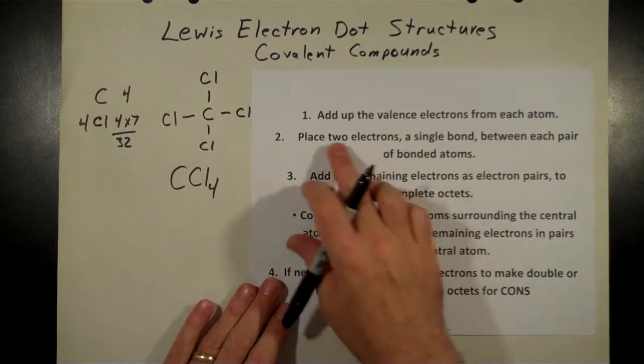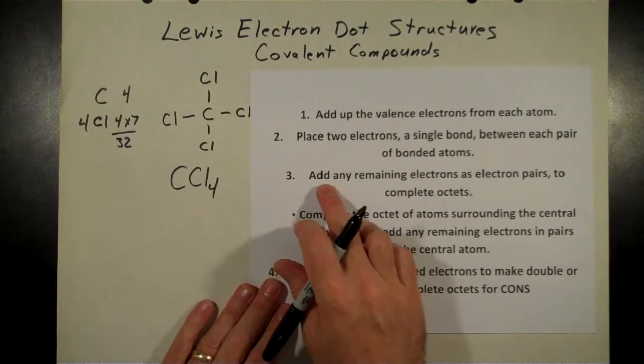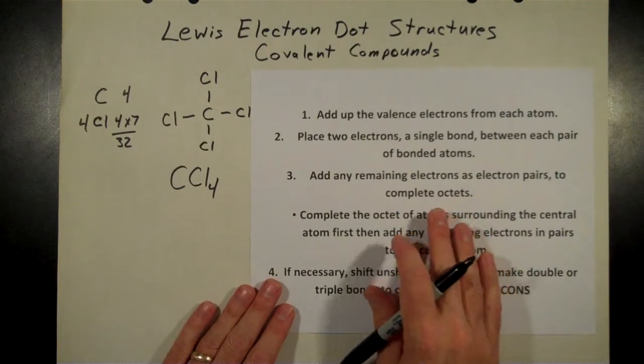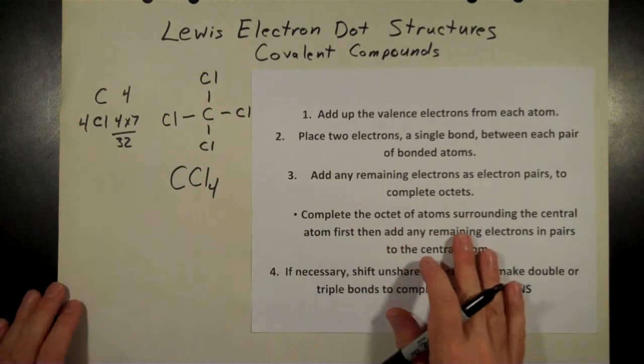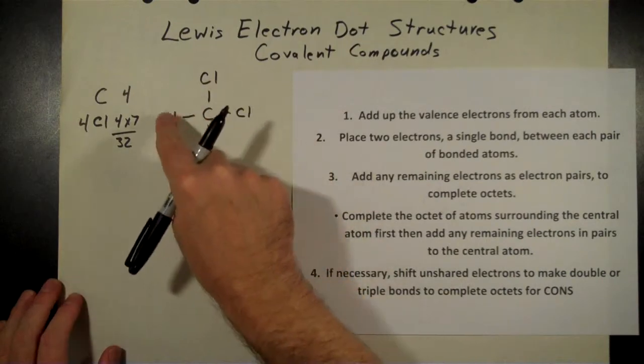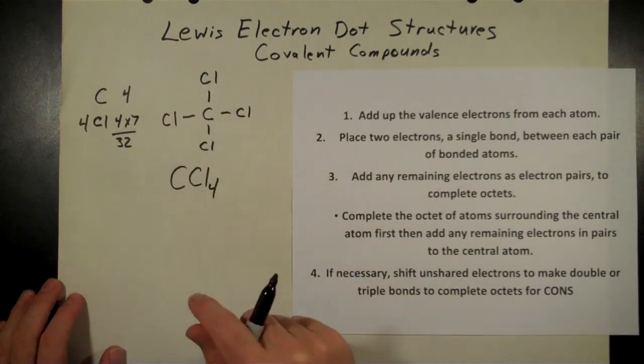All right, so the next thing, so we bonded everything together now. The next thing is add any remaining electrons as electron pairs to complete the octets. We're going to start with the end atoms or terminal atoms here. That's the 4 chlorines. So we do the central atom last.